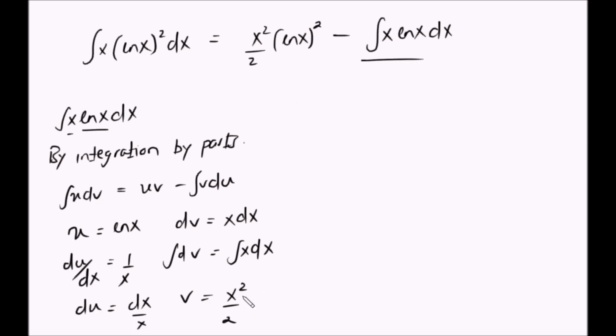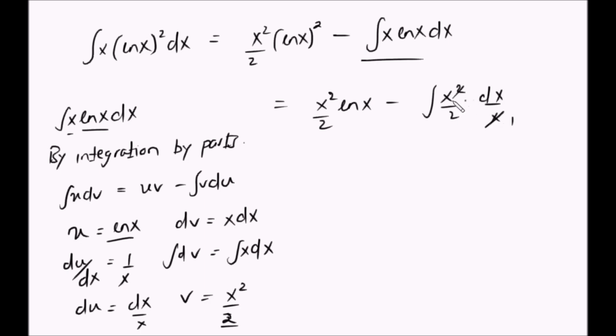So hii integration hii tumefanya sana. So over 2 hivi. Now manake ni nini sasa? Manake huyu sasa itakuwa sasa na uv, so u times v manake ni x squared over 2, hii ni v, u ni ln x, minus ni integrate nini? V ni x squared over 2 times du ni dx over x.